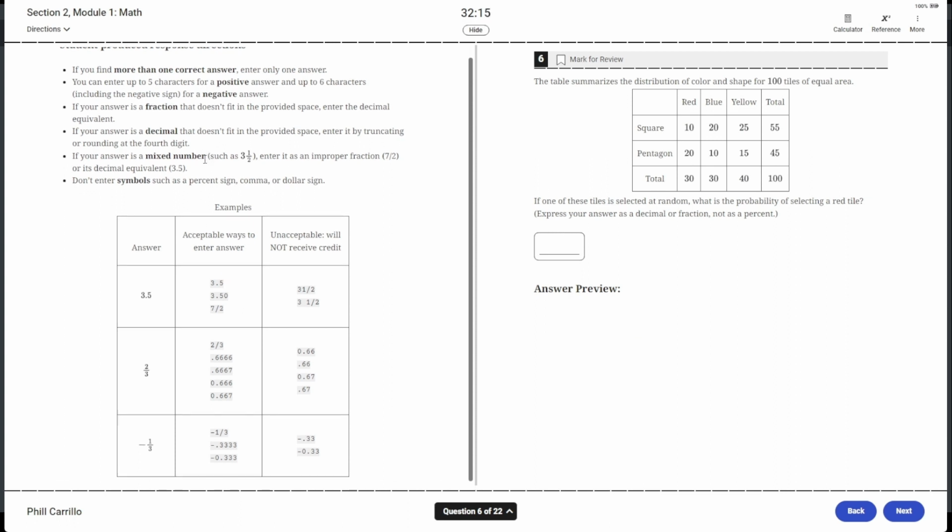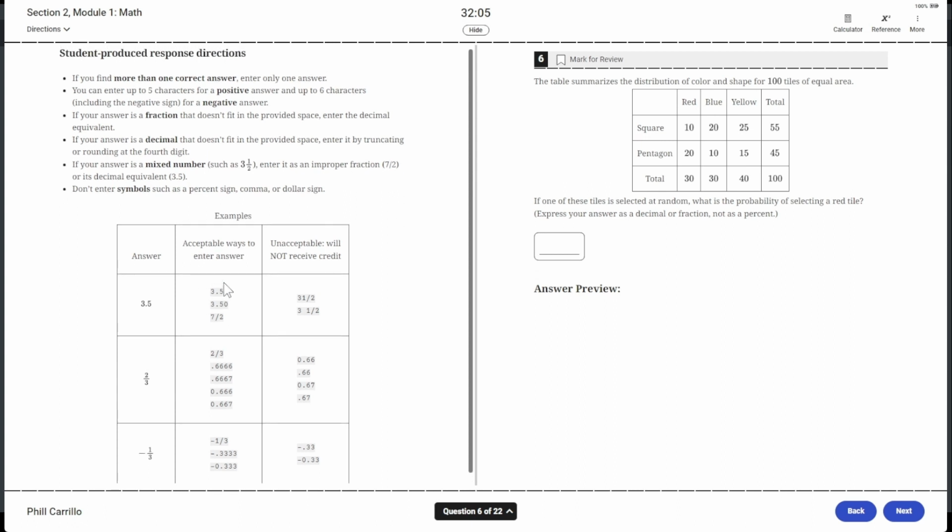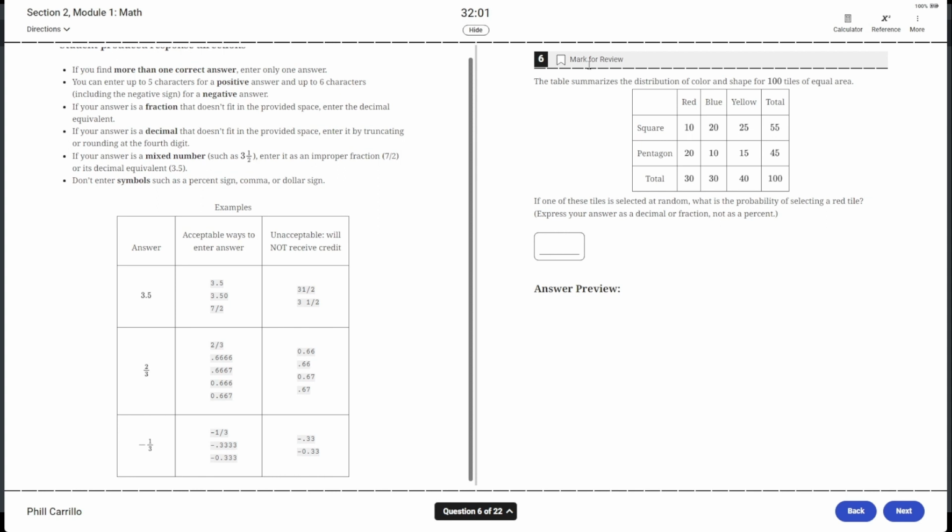Okay. What is this? What? You found more? Why do I have this on the left side? Okay, that's confusing me. Is that a reminder? Yeah, I think this is just a reminder. Oh wow, they throw in every ounce of help. The table will summarize the distribution of colors and shapes of 400 tiles.